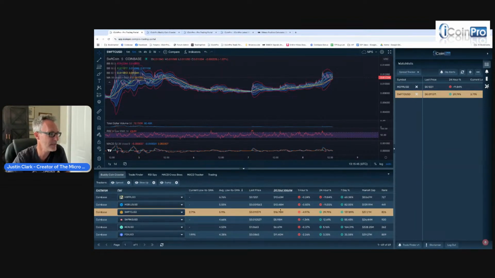But those are the three that I'm looking at: Hopper, Mobile, Swiftcoin. Wouldn't get too crazy with position sizes on that because they are a little bit lower volume. So we'll just have to see. But those are the top 3 or 4 today.